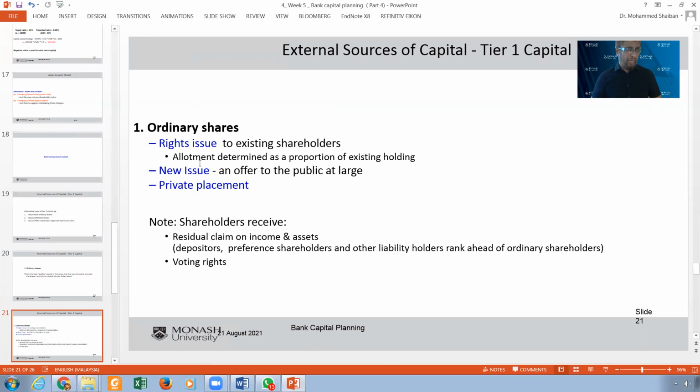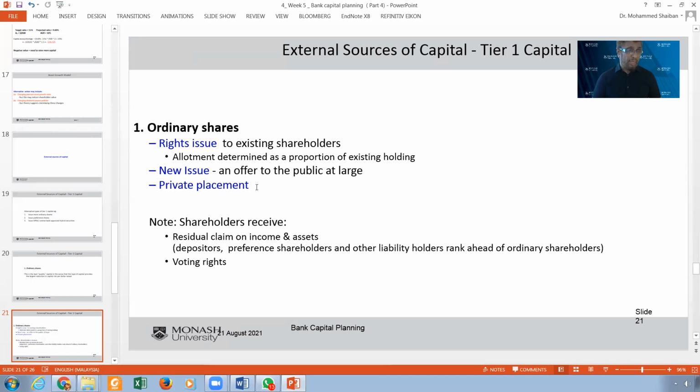The new issue is an offer to the public, like what we do in IPOs. We can look for an underwriter, like one of those investment banks, who takes it all and sells it to the public, whoever they are. And the third one, of course, is private placement, where we can only talk to a group of investors, or a group of investment banks, agree with them and sell it to them.